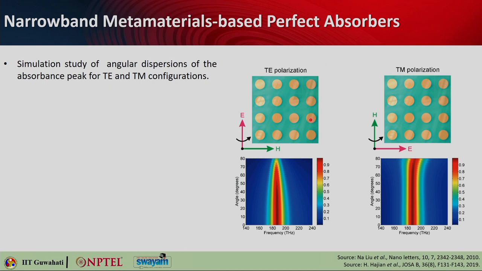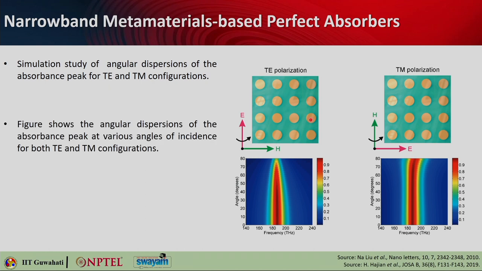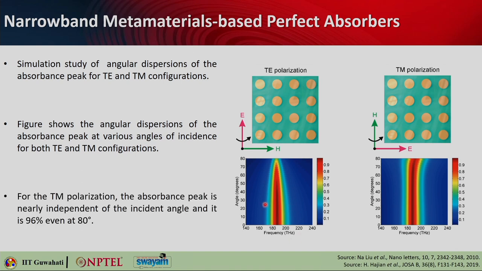Now, a simulation study has also been conducted to see the angular dispersion of the absorption peak, because right now the peak is very, very attractive. It is giving you almost 100% absorption, but you have done it only for normal incidence, that is theta equals 0. Now, when you do the different angles for both polarizations, these are the plots that show you, with frequency and angle, how the absorption peak is changing. This is for TE polarization and this one is for TM polarization.